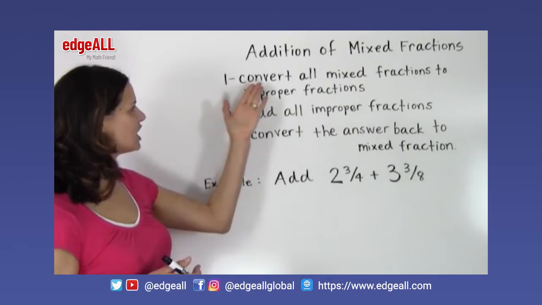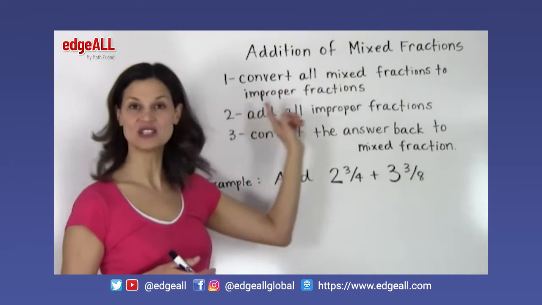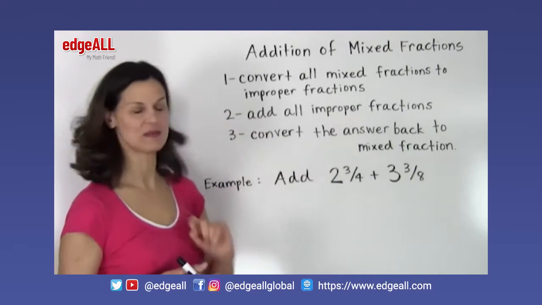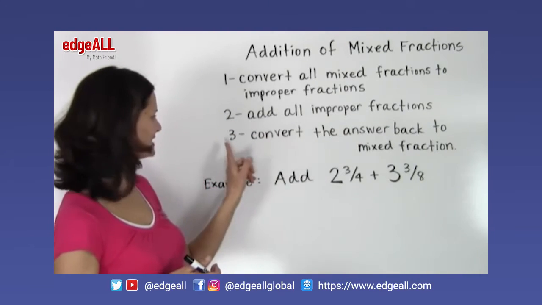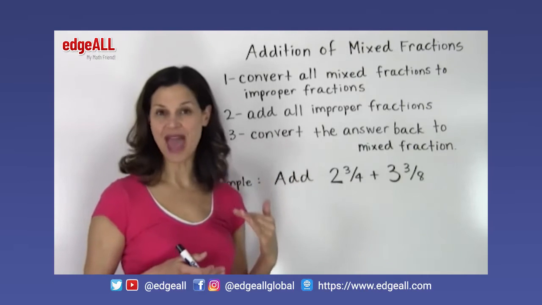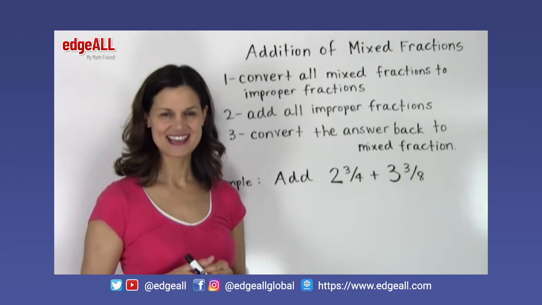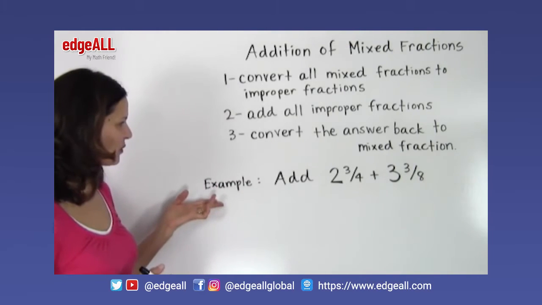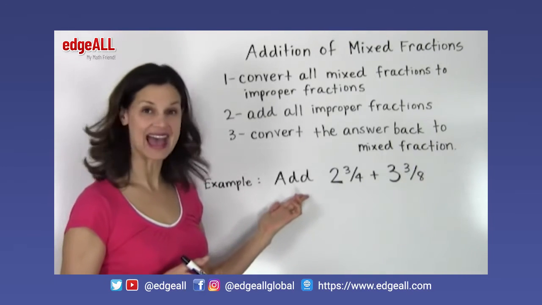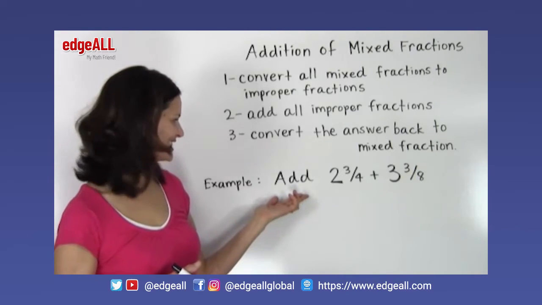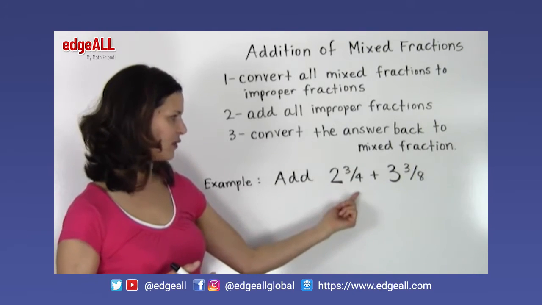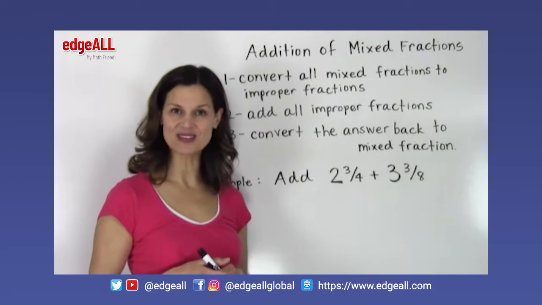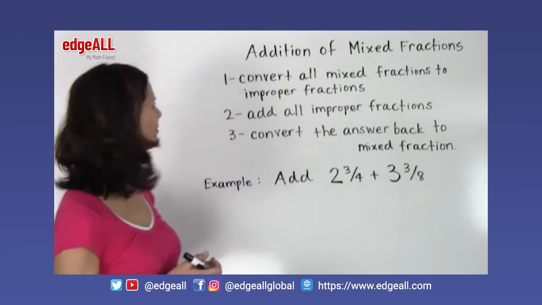Step 1 will convert the mixed fractions to improper fractions. Step 2 will add the improper fractions. And then step 3 will convert the answer back to mixed fractions. So let's take a look at an example. In this example, we are asked to add two mixed fractions together: 2 3/4 plus 3 3/8. So let's follow the steps and solve this problem.